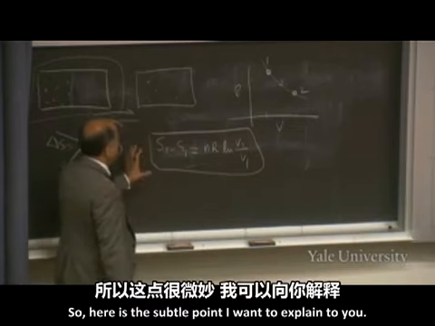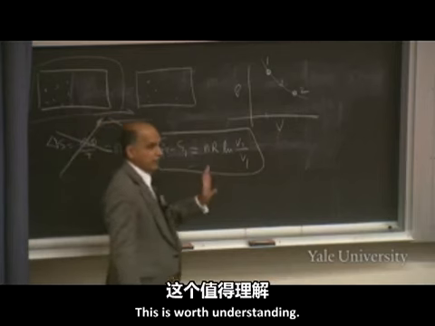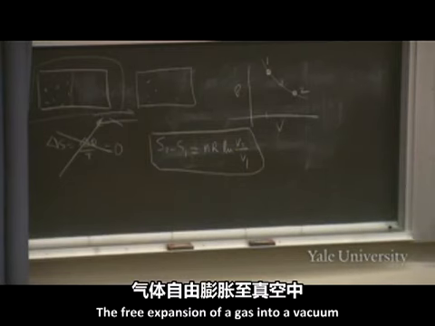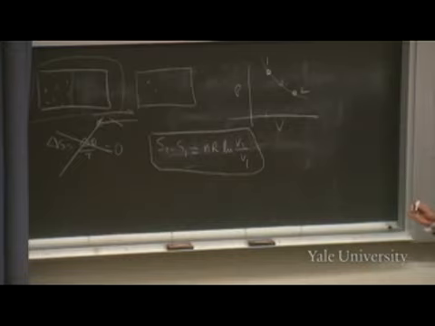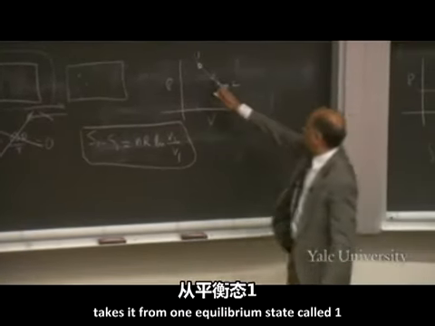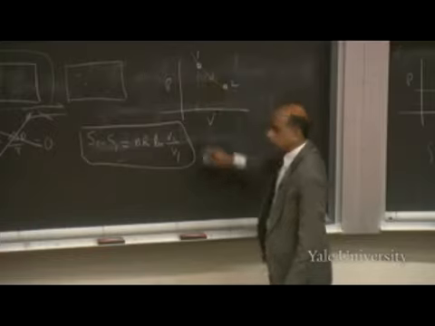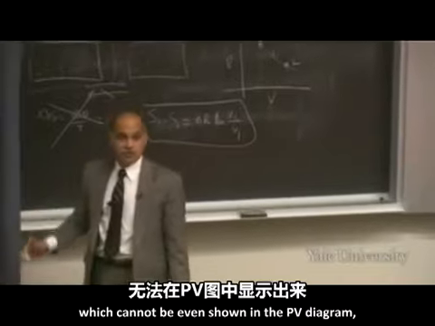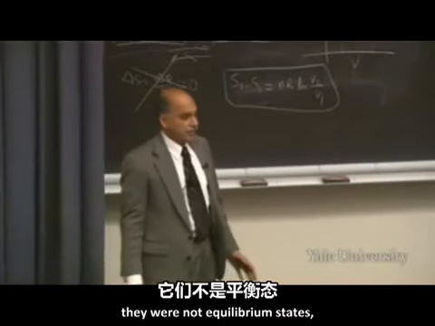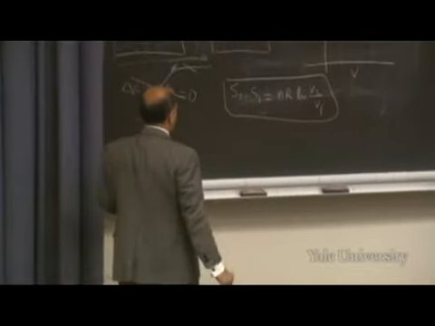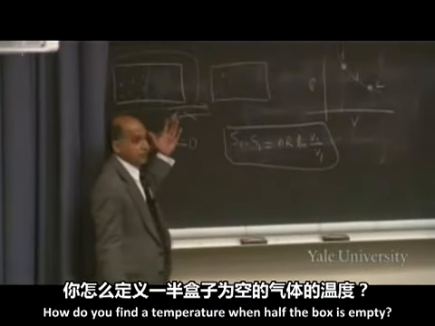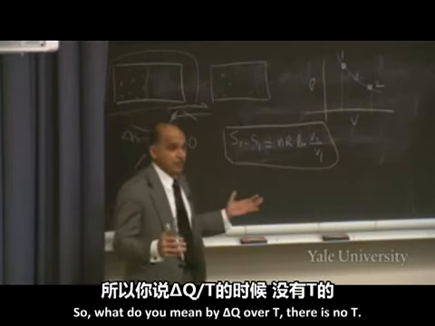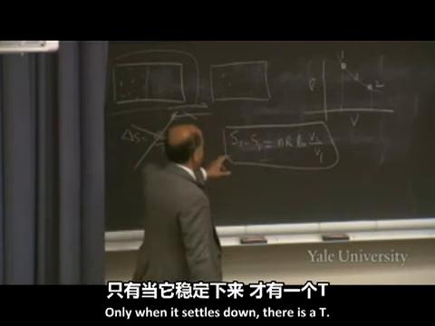So here is the subtle point I want to explain to you. This is worth understanding. A lot of people do all the problems and get everything right, but don't appreciate this particular question. The free expansion of a gas into a vacuum takes it from one equilibrium state called 1 to another equilibrium state called 2. In the actual expansion, the system went through states which cannot be even shown in the PV diagram. They were not equilibrium states. It didn't have well-defined pressure, didn't have well-defined temperature. How do you define a temperature when half the box is empty? Doesn't have, you cannot call it the temperature of the gas. So what do you mean by delta Q over T? There is no T. Only when it settles down, there is a T.